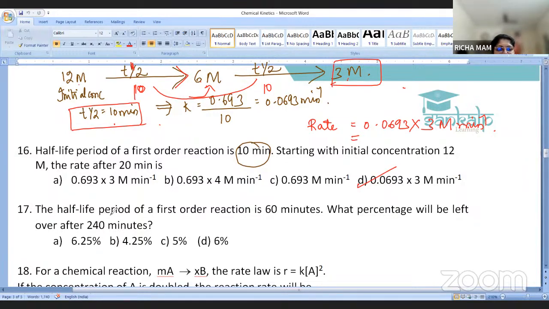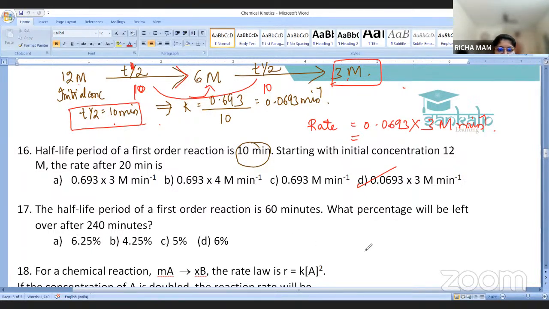Next one: the half-life period of a first order reaction is 60 minutes. What percentage will be left after 240 minutes? A 6.25%, B 4.25%, C 5%, and D 6%.